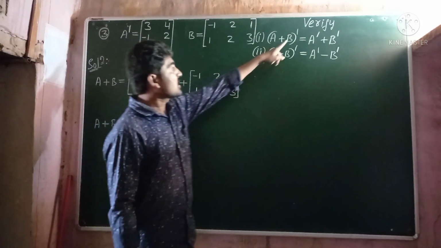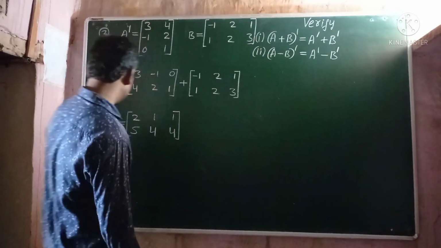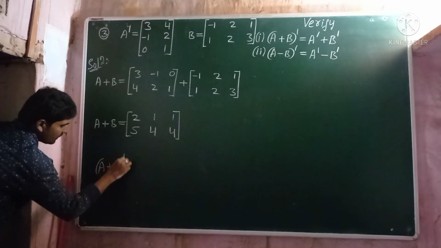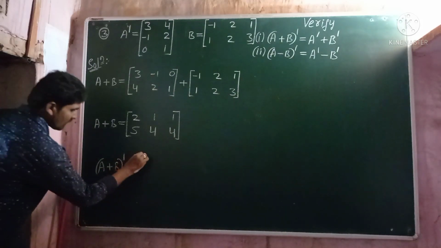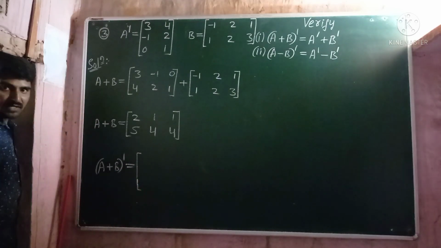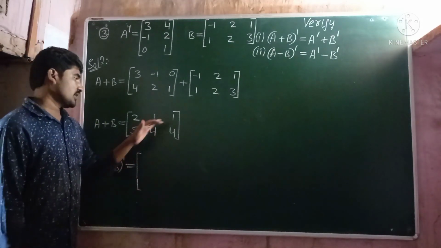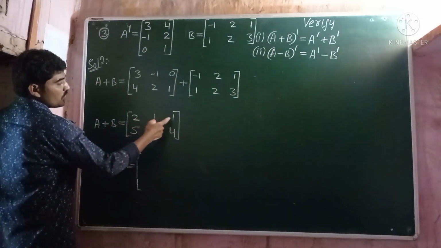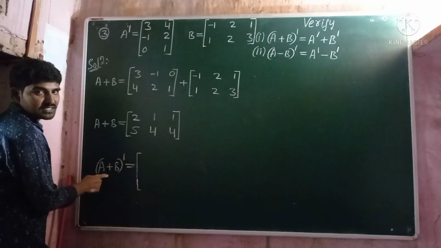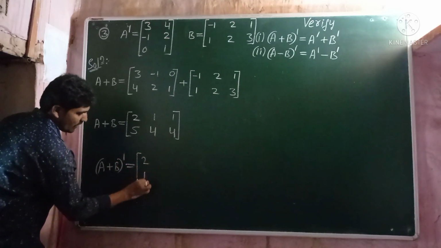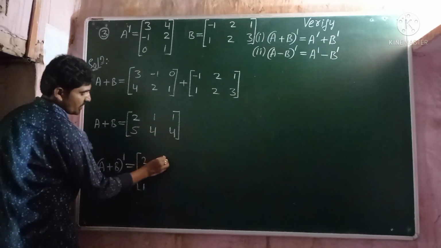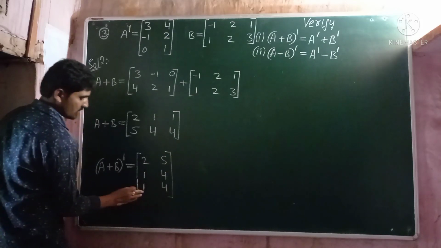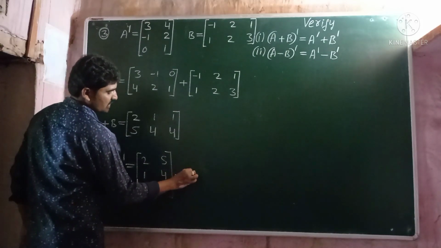Now we need to find the transpose of the matrix A plus B. So transpose of the matrix A plus B is A plus B whole dash is equals to. Already you know that transpose of any matrix is obtained by interchanging rows and columns of the matrix. So therefore 2, 1, 1 becomes first column of the matrix A plus B whole dash. 5, 4, 4 becomes second column. And call it as equation number 1.